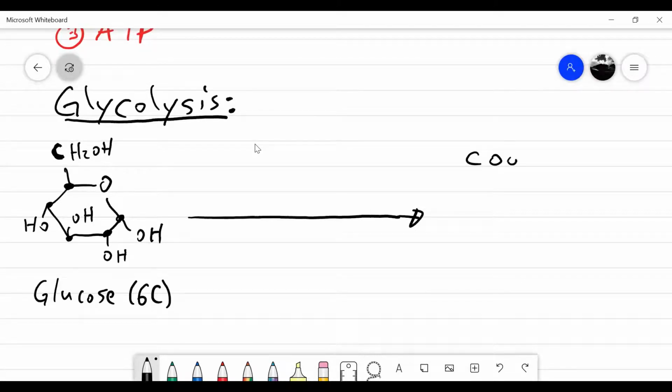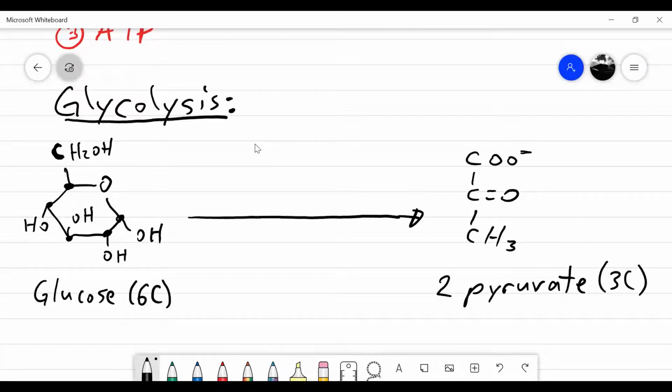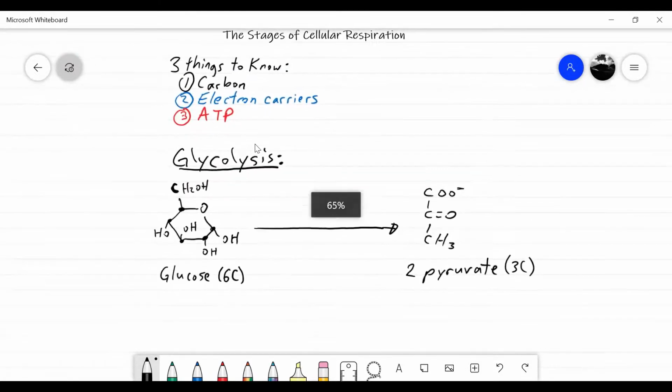So pyruvate looks like this. So we've got 2 pyruvate molecules. And pyruvate, of course, is 3 carbons. So that's where I'm going to start. This is not everything that I'm filling out for glycolysis, but I'm going to go back to those slides and I'm going to fill in number 2 and 3, the electron carriers and ATP when we get back. But I want to go back to the slides for a minute and talk about a few things.